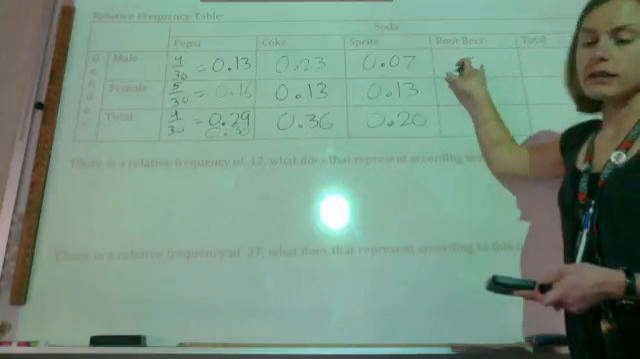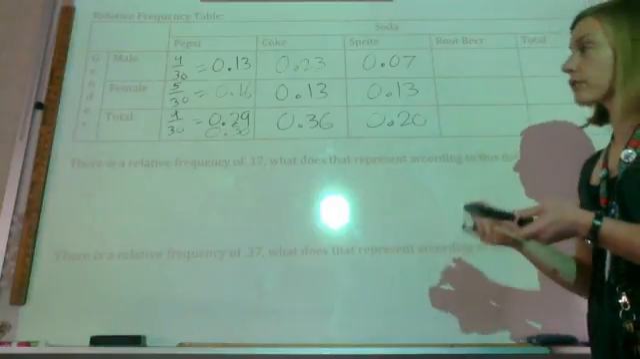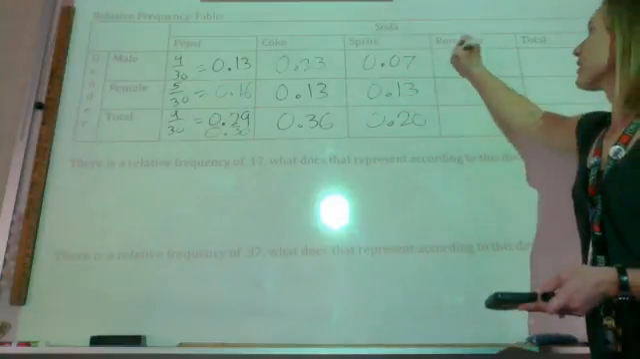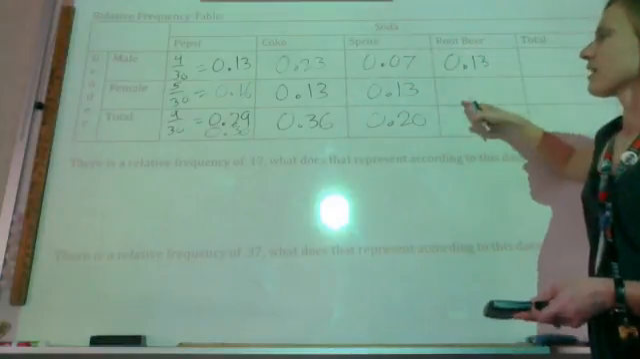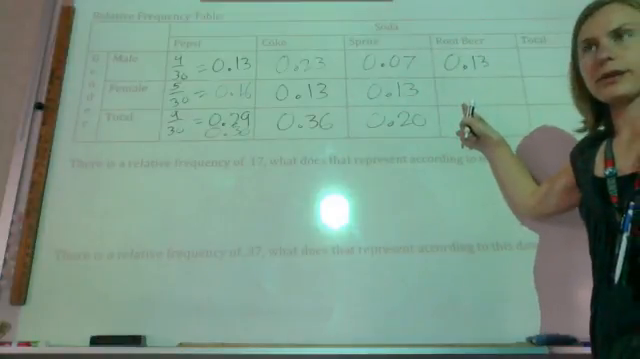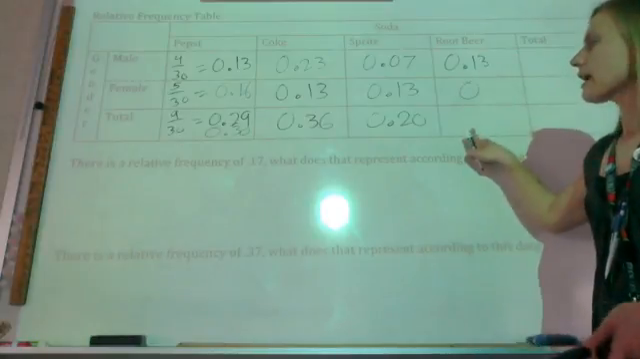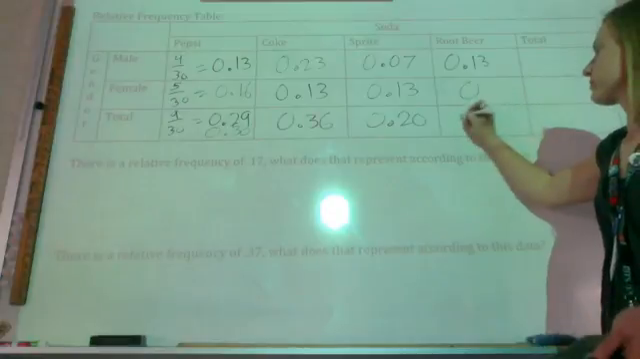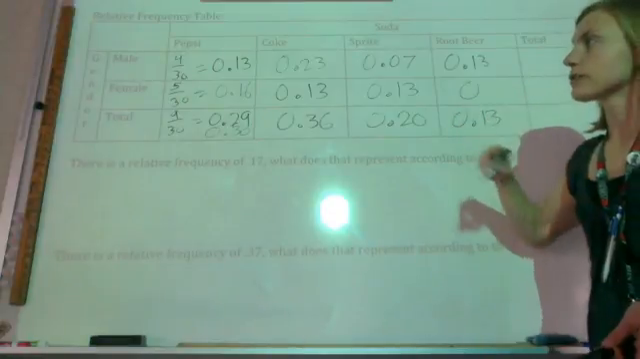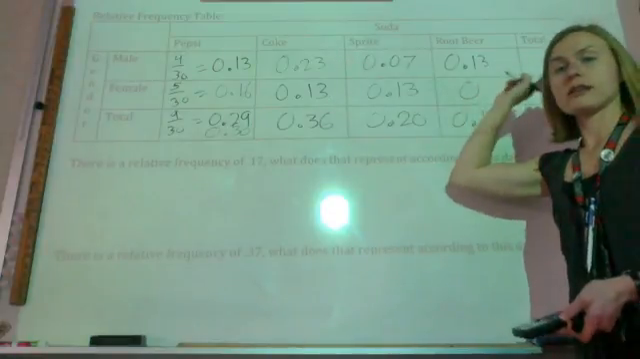Root beer, there were 4 males who liked root beer, so 4 divided by 30, we already know that, 0.13. There were 0 females who liked root beer. We don't need a calculator for that. 0 divided by 30 is 0. And, of course, the total should be 0.13. So now we can just add across to get our total.